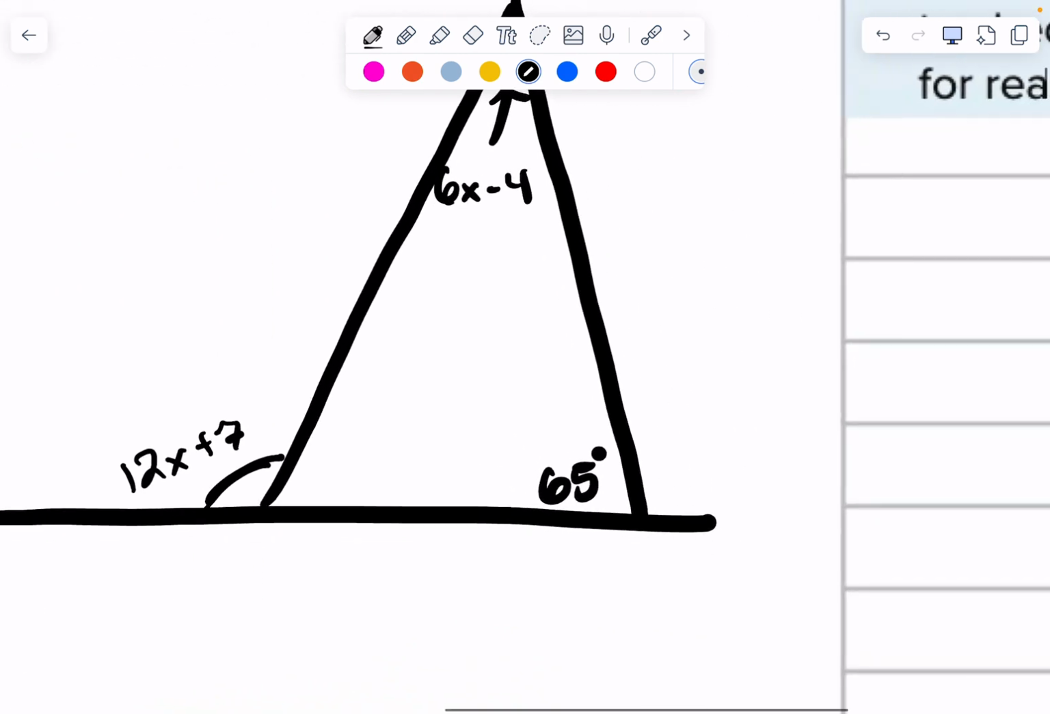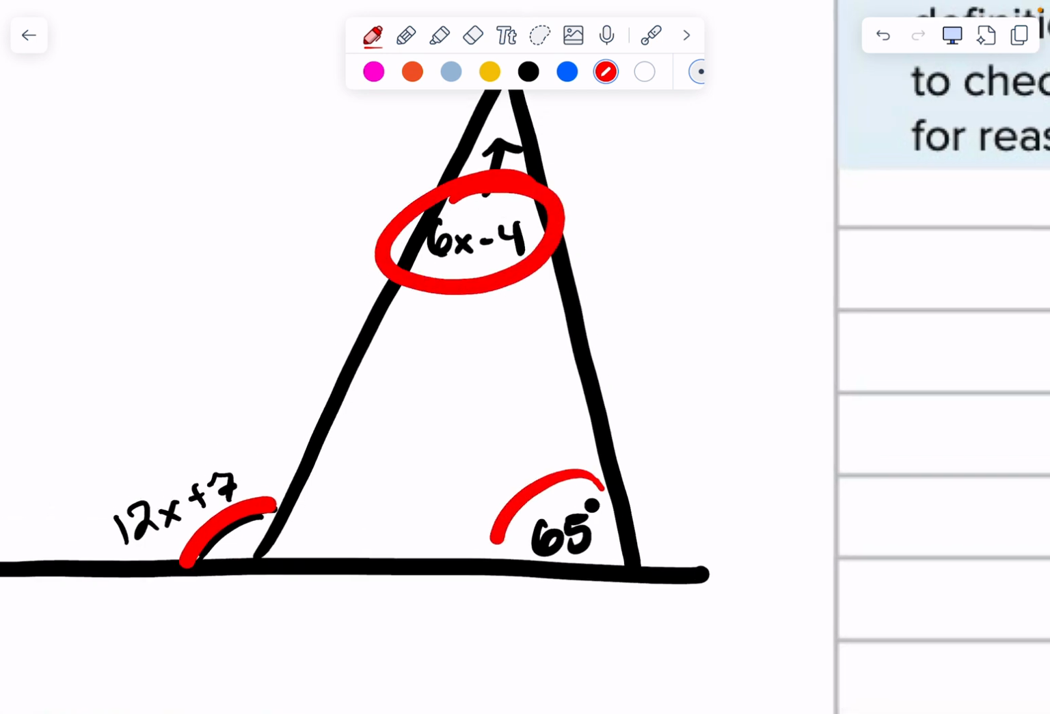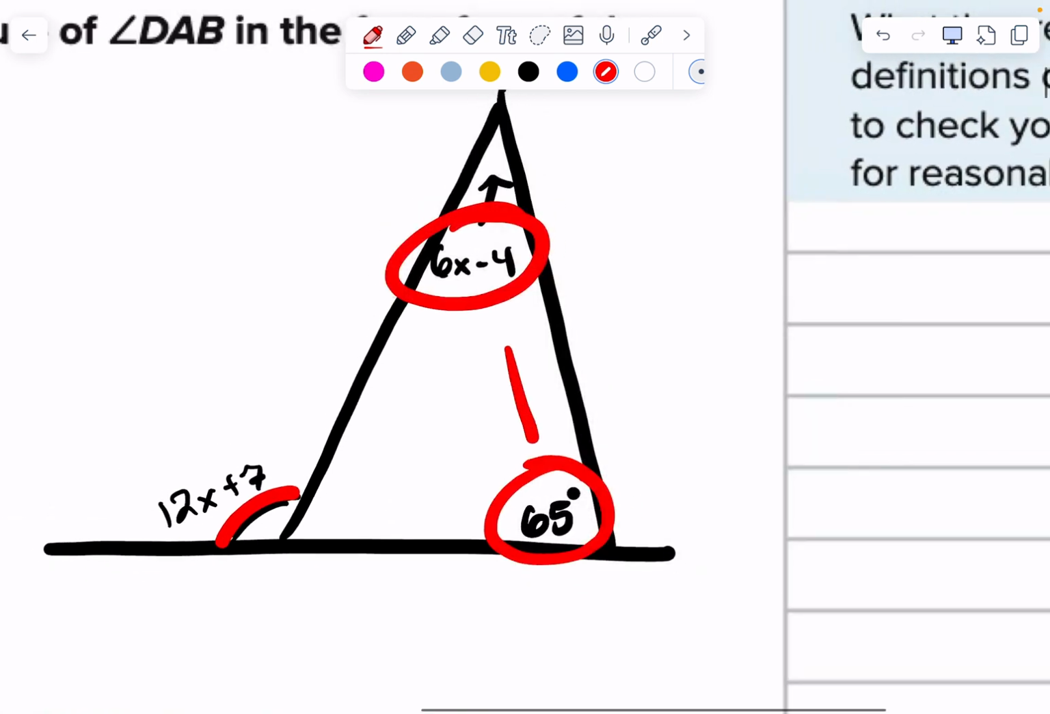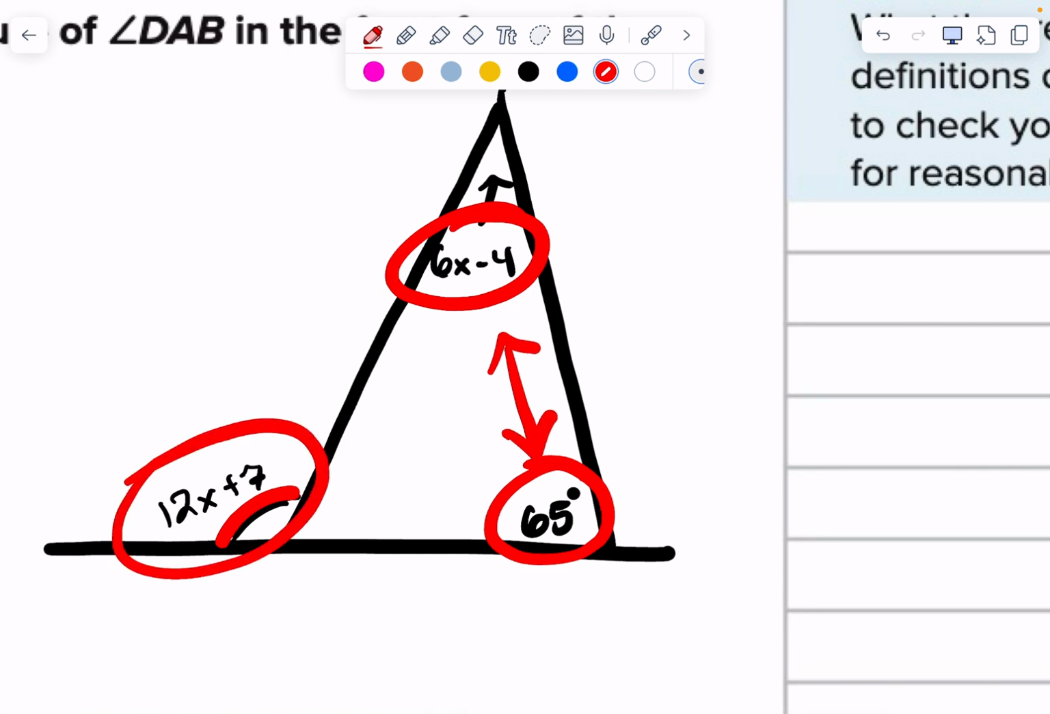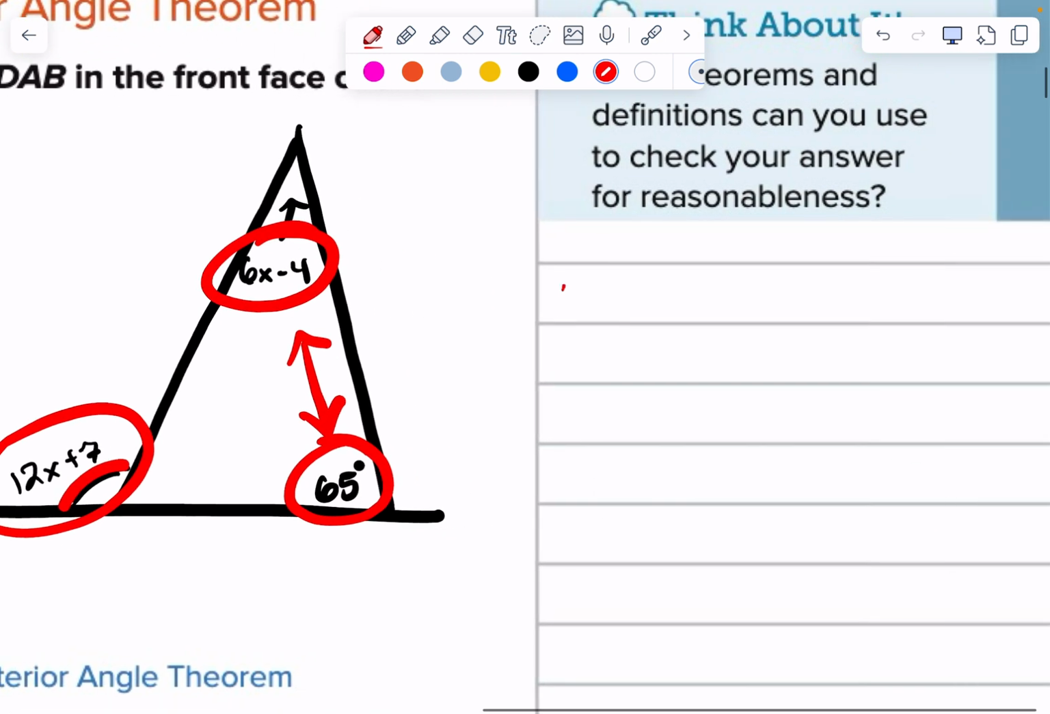Yeah, like we know the exterior angle, the ones that it does not touch are these guys and this guy, right? So if I add these two together, it's equal to this guy, okay? If I add those two together, so I've got 6x minus 4. If I add that to 65, that is equal to 12x plus 7, yeah? And now I do the math. Okay, do you see what I just did?